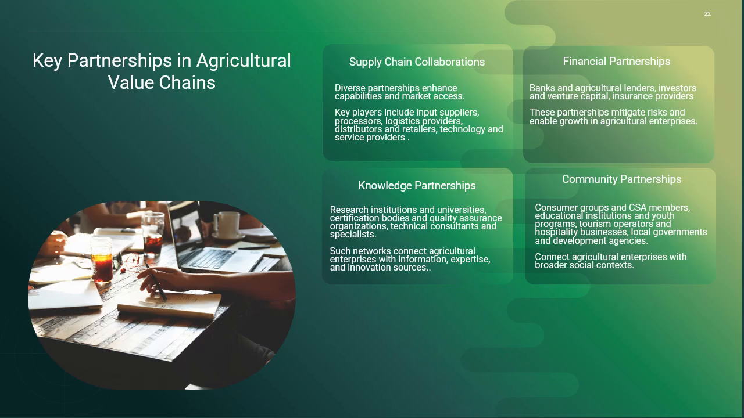Insurance providers offer risk management tools that protect against production uncertainties. These partnerships mitigate risks and enable growth that would be difficult to achieve through internal resources alone. Community partnerships connect agricultural enterprises with broader social contexts.